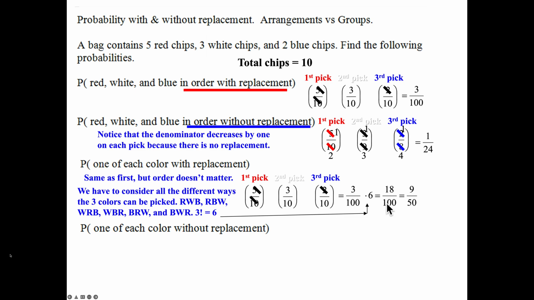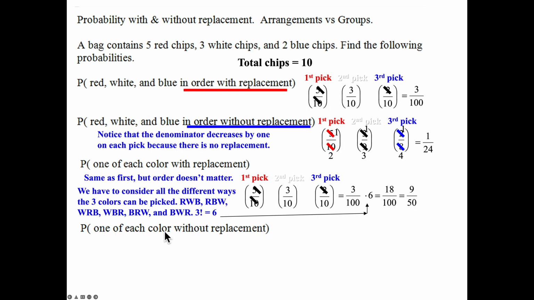Because when order matters, probability is much, much smaller. When order doesn't matter, probability increases. Everybody got that? Good? Then, same thing down here.